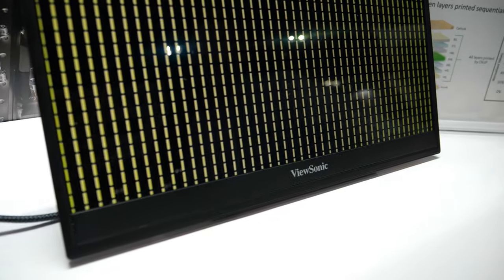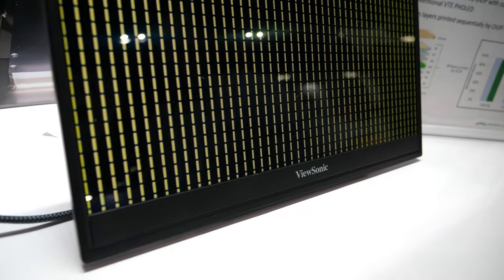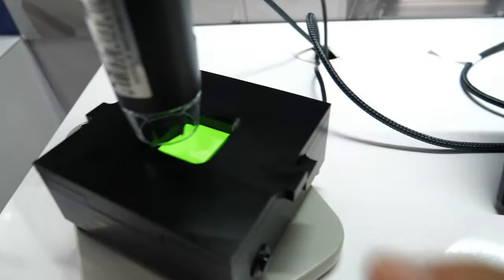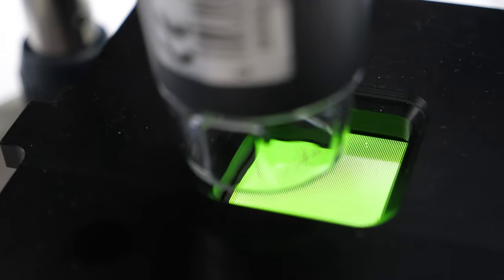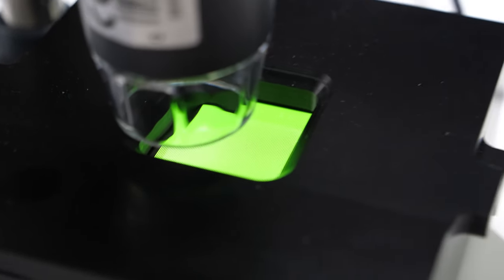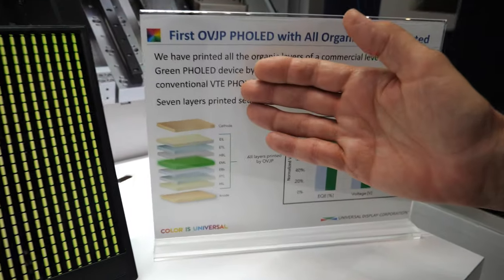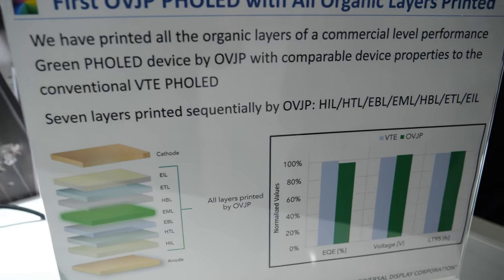Is this a printed display? This is a printed display, but not what you're seeing actually, the actual display is right there. So it's a very small scale device. It's a test device, and it's meant to illustrate our technology, in that we can deposit any organic layer.